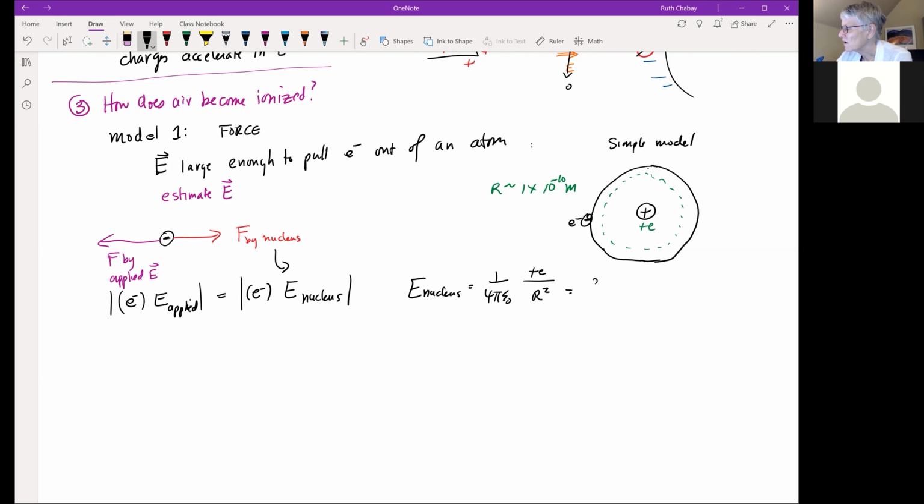So that's 9 times 10 to the 9th newton meters squared per coulomb squared times 1.6 times 10 to the minus 19 coulombs, divided by, what do we say, 1 times 10 to the negative 10 meters, squared. And if we work this out, we get a value of 1.4 times 10 to the 11th newtons per coulomb.